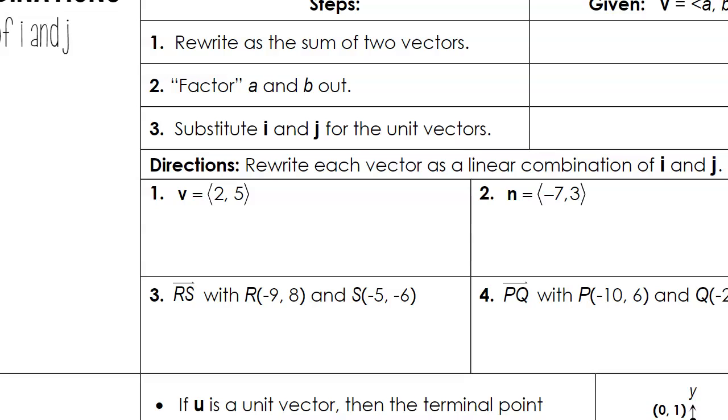All right. So all we have to do is take the a value, which is 2, and write an i after it, plus the b value, which is 5, and write a j after it. Boom, we're done. That easy. Over here, same exact thing. Take the a value, write an i after it, plus the b value, write a j after it. Any questions on that?